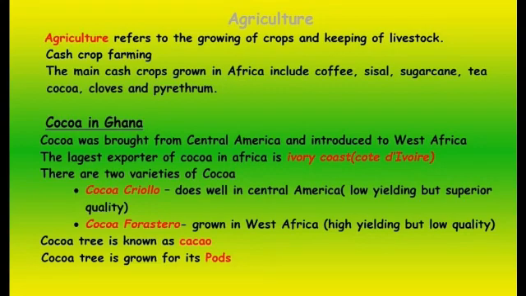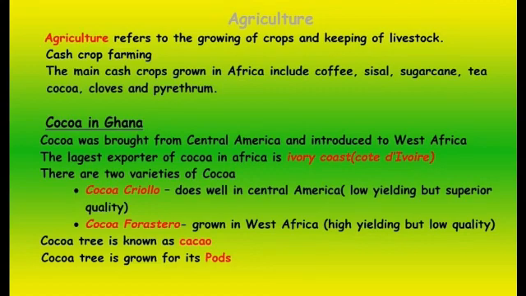Let's look at crop farming, specifically cash crop farming. We are going to look at cocoa in Ghana, cloves in Tanzania, and pyrethrum in Kenya. Cocoa in Ghana. Cocoa was brought to West Africa from Central America.